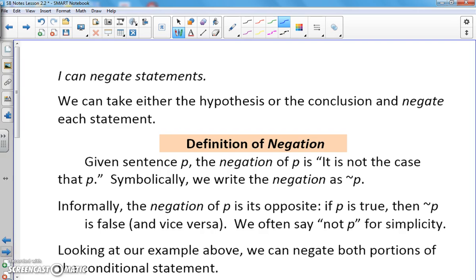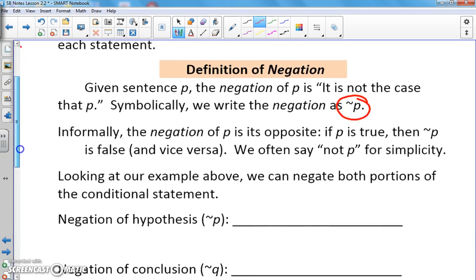So the next part talks about negation. Negation is kind of what it sounds like. It's making something negative. It's turning the truth value of it around. Informally, the negation of P would be the opposite of P. So if P is true, then the negation is false. If P is false, the negation would be true. We generally just say not P, and we use the little tilde in front of the P to indicate not.